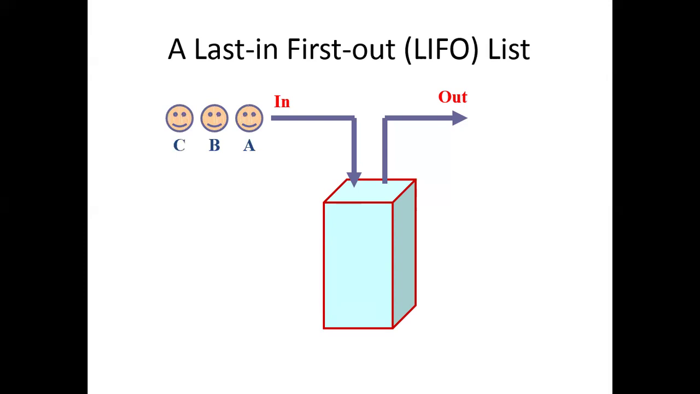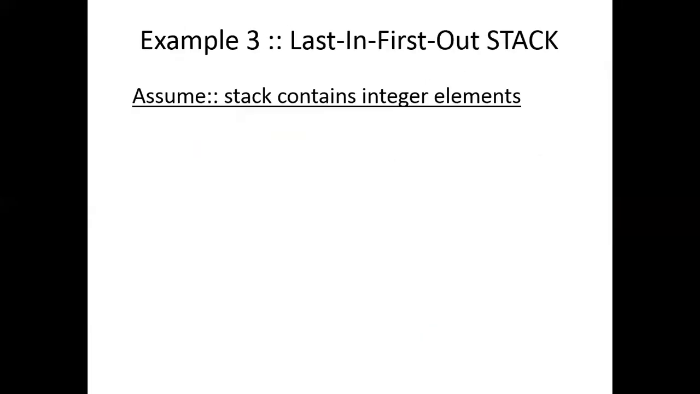So if you consider, I'm going to add A, B, and C. First, I'm going to add A, then B, and then C. The first item to come out will be the last one added. So C will come out first, and then B, and then A. So it is called a stack.